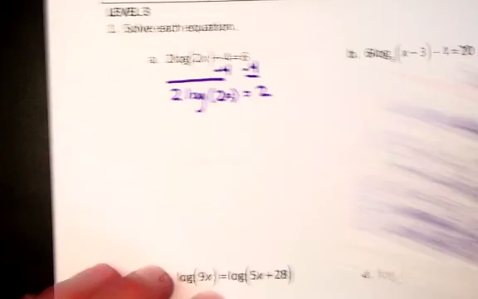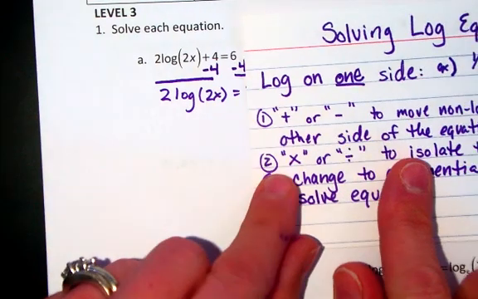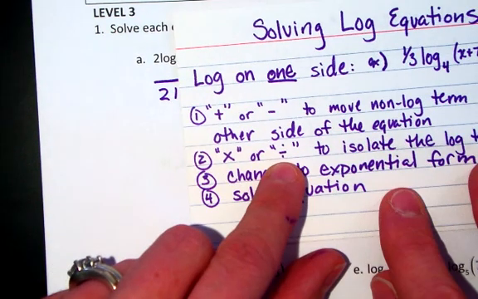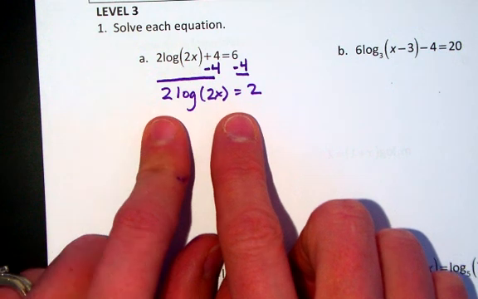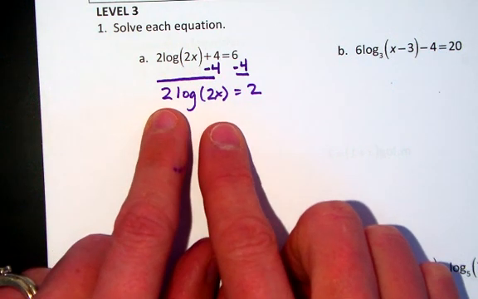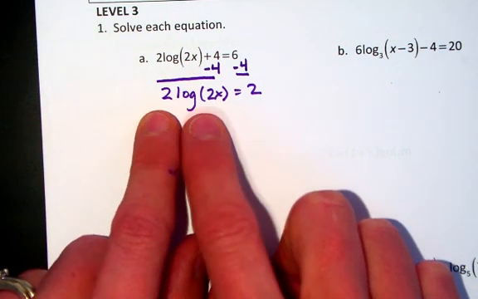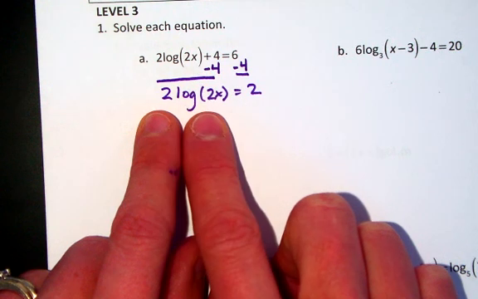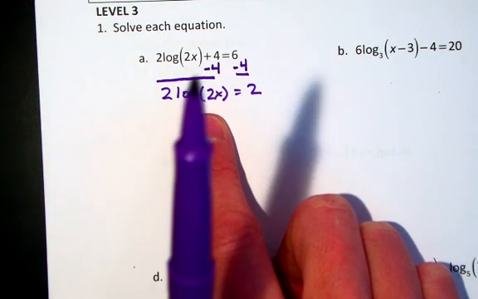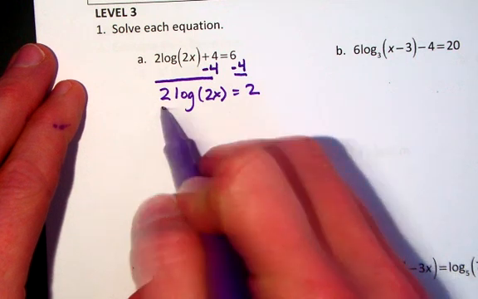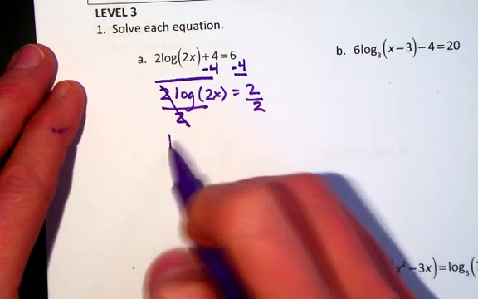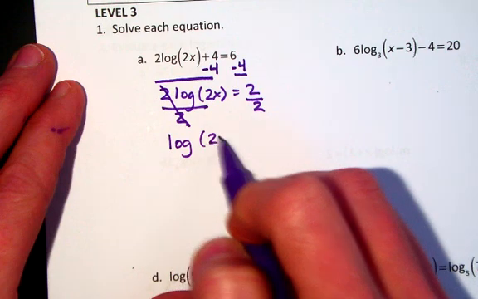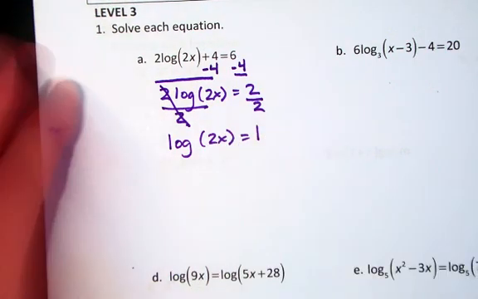All right. Next step, so I've completed step 1. Step 2, I'm going to multiply or divide to isolate the log term. So let's look at the log term. And notice I have 2 times the log of 2x. So how do I isolate this log part? Divide both sides by 2. Good. So I'm dividing by 2 to isolate the log term. So now I have log of 2x equals 1.